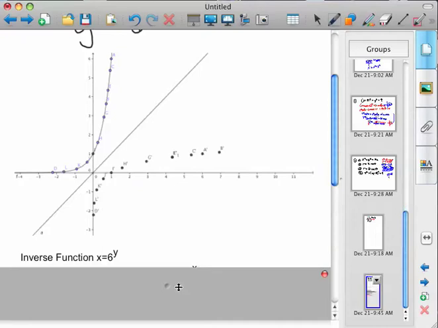On the left, here we have y equals 6 to the x. Right here, I'll put it in red. And then here is the line y equals x.